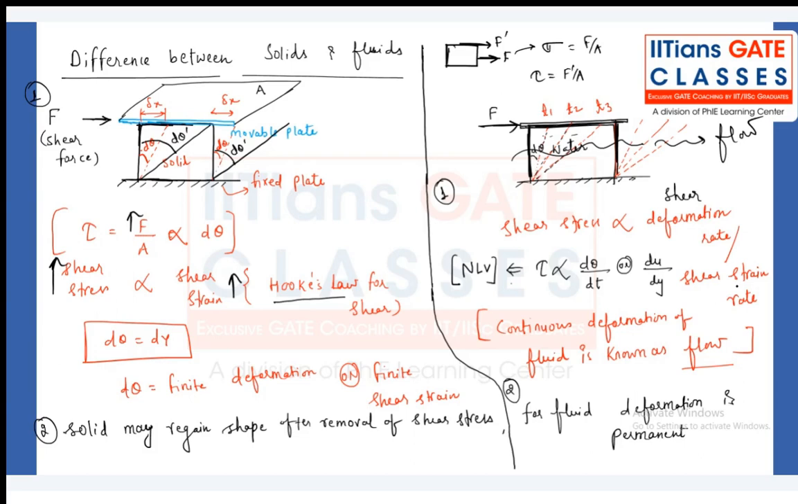In solid mechanics, we are governed by Hooke's law, where the shear stress is directly proportional to shear strain. But in fluid mechanics, we have one law, that is Newton's law of viscosity, where the shear stress is directly proportional to d theta by dt or du by dy. Why are we writing du by dy? You will get to know very soon. Please note down.